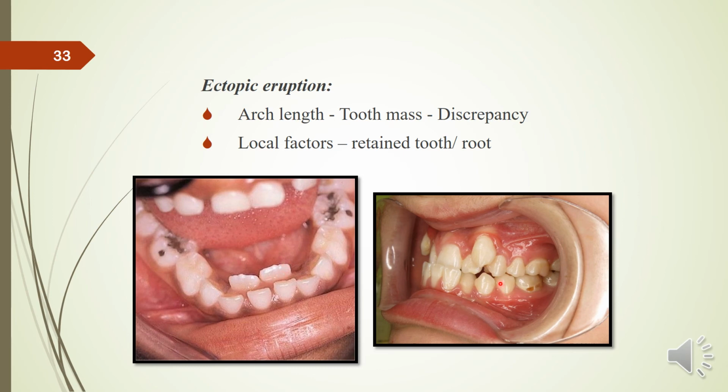In this particular picture you see, because of lack of space, the permanent canine has ectopically erupted in the buccal vestibule, right? And it is present on both the sides. So we can have local factors of retained tooth or retained root, or you can have arch size, tooth size discrepancy when we have ectopic eruption. So when you are faced with a patient with ectopic eruption, you have to look at orthodontic evaluation of the patient and see what can be done to bring the teeth back into position.